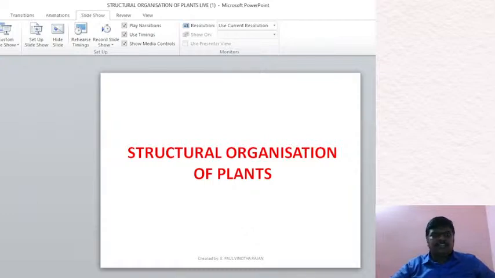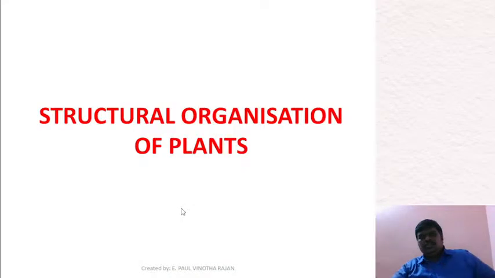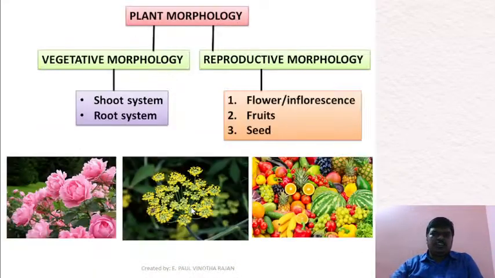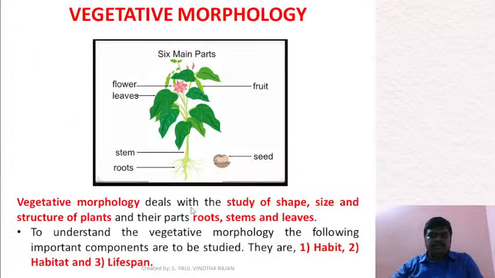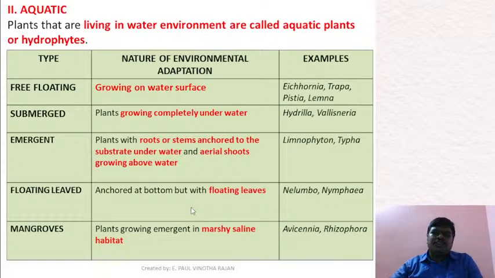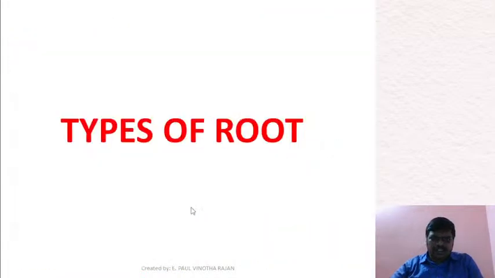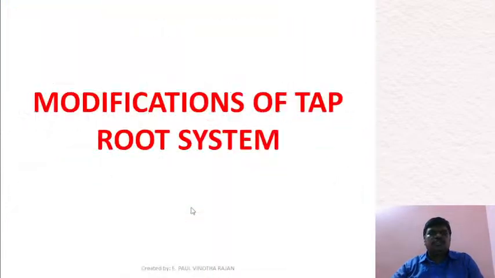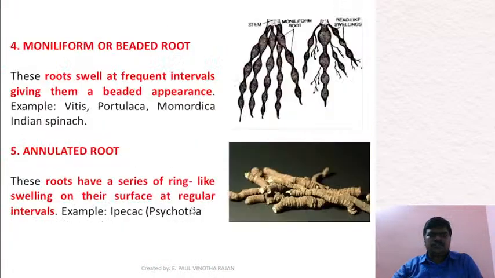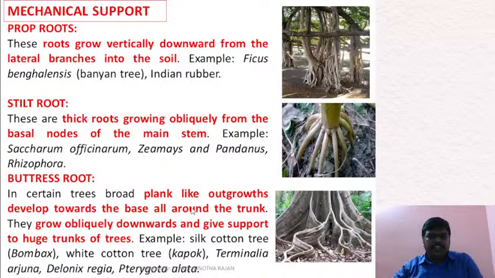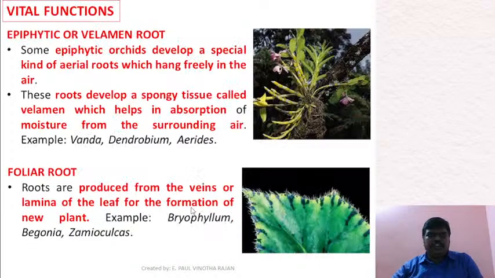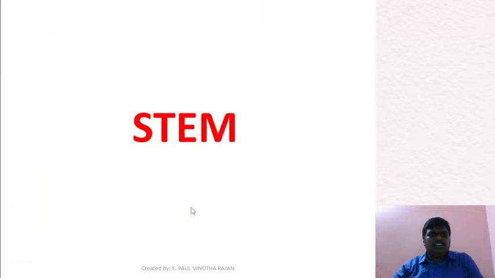Last class I explained to you about the plants. We started the topic. I explained about vegetative morphology and reproductive morphology, and also told you to classify the plants. Then we learnt about the roots, the types of roots and modifications of roots. This week you'll be getting a test on the topics we have discussed till the root. Now I'm going to start with the stem.